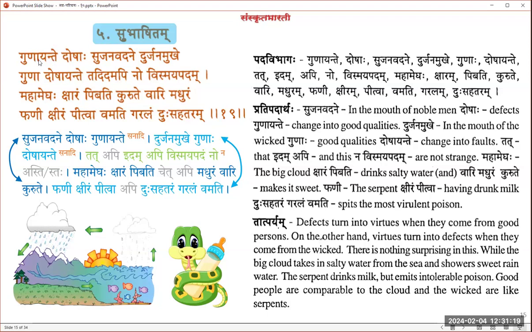Gunayate, gunayante, atmanepadi, tadditanta. Okay. So doshaha gunayante sujana vadane mukhe. But durjana mukhe, as against sujana vadane, if you take durjana mukhe, gunaha api doshayante. In the mouth of a crooked fellow, or with a crooked fellow, even good things are turned into bad things.